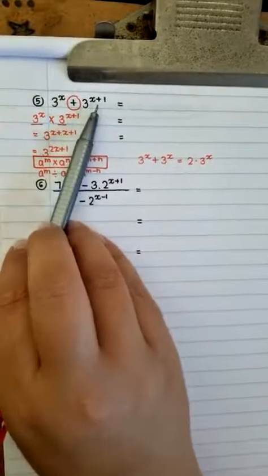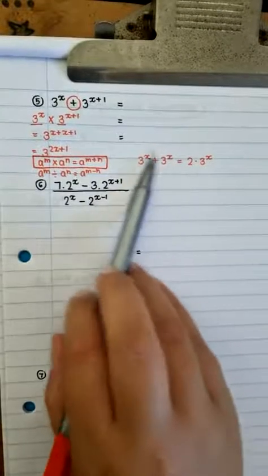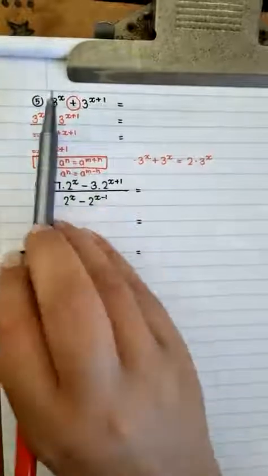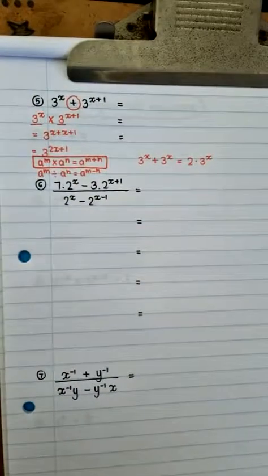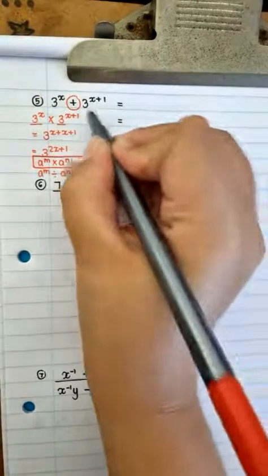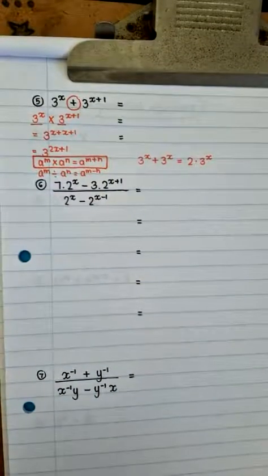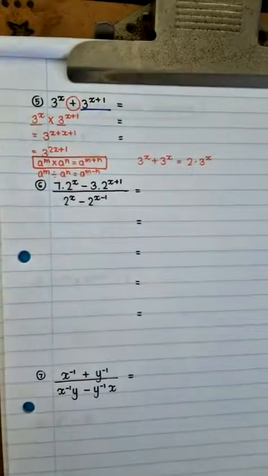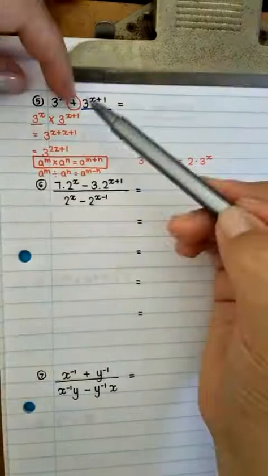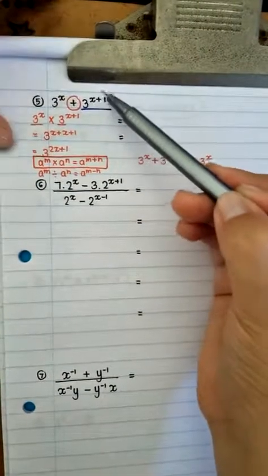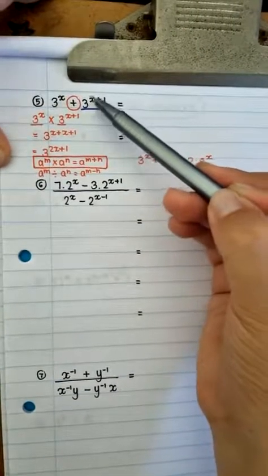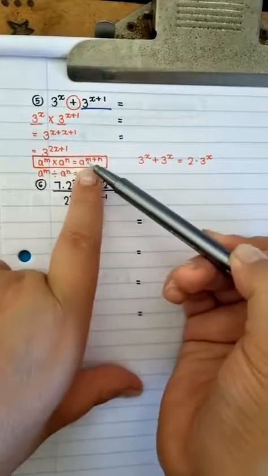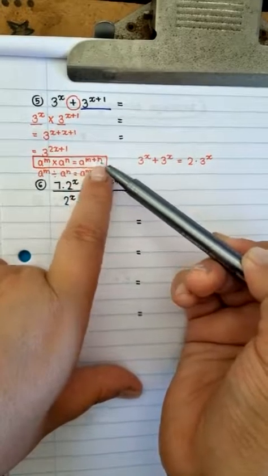Now, we're actually going to have to try and change one or both of these so that we have like terms in a sense. All right. Now, I want us to look at the second term, 3 to the x plus 1. Notice that we have a base of 3 and we have a sum in our exponent. We have an x plus 1. Doesn't that look similar to this? We have a base and then we have a sum in our exponent.